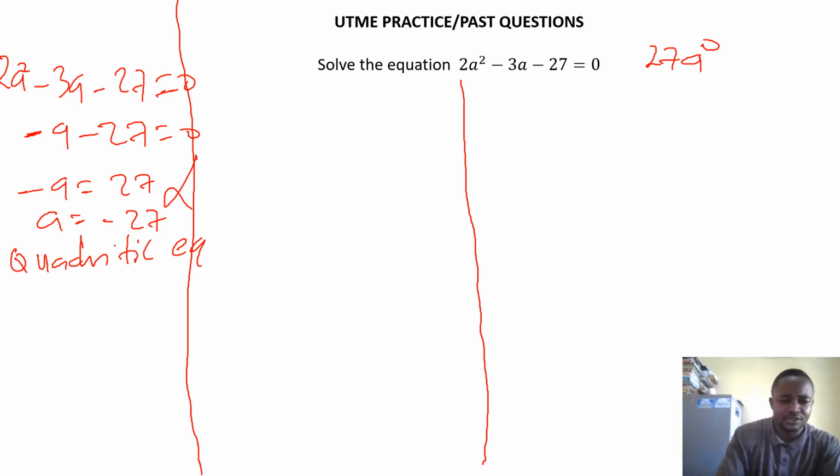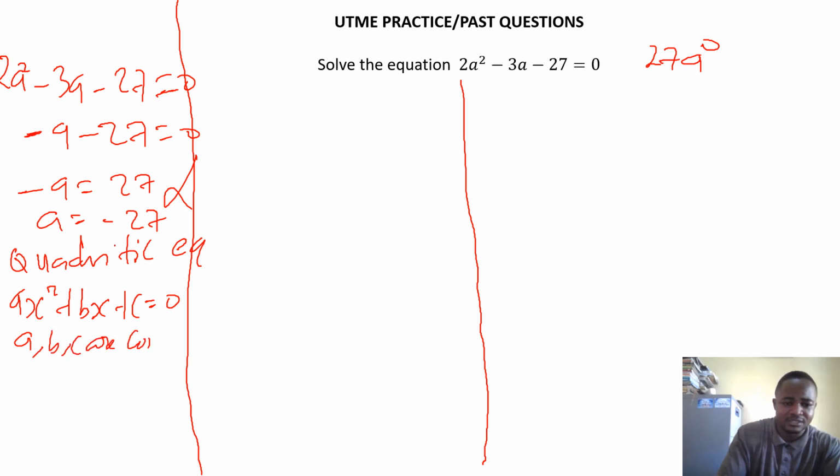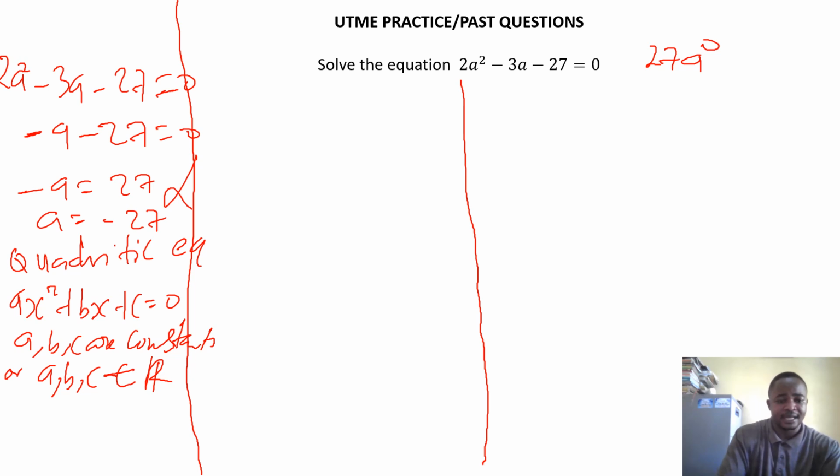So a quadratic equation is an equation which is written in the form ax squared plus bx plus c equals 0, where a, b, c are constants, or we call them real numbers. This is the symbol for set membership: a, b, and c are members of the real numbers, and a is not equals to 0. So this is the formal definition of a quadratic equation.